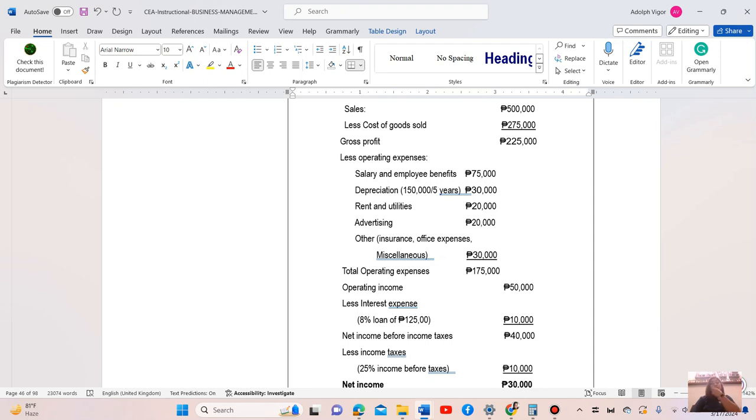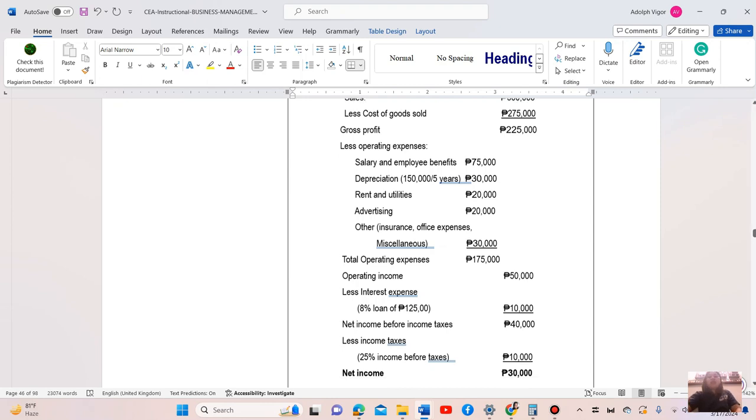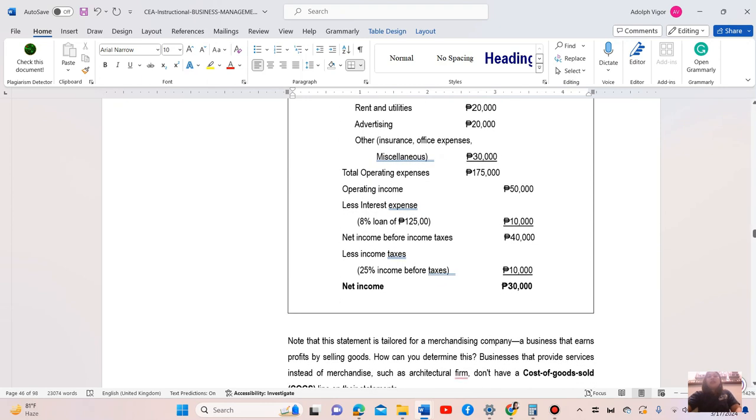you deduct the interest expense from your loan, of 125,000 at 8% interest, which is 10,000. So your net income before income taxes is 40,000. But you have to less the income taxes, which is 25% of income before taxes because nag-file ka og sa BIR, di ba? The percentage tax, income tax, country tax.